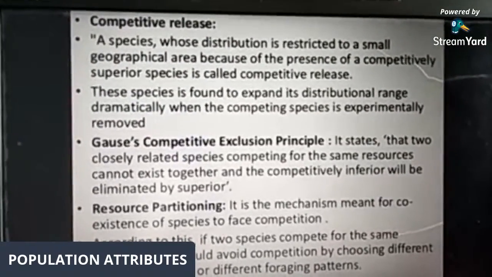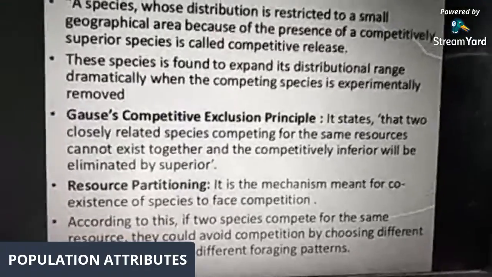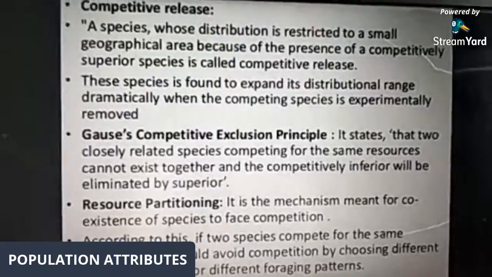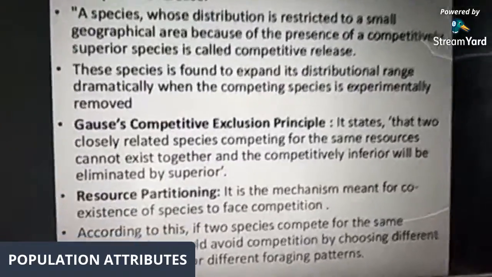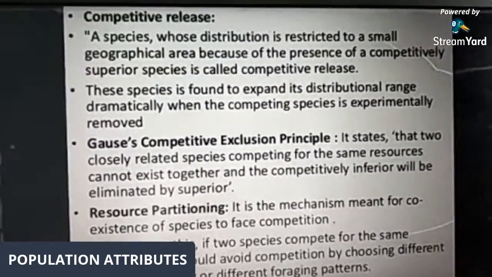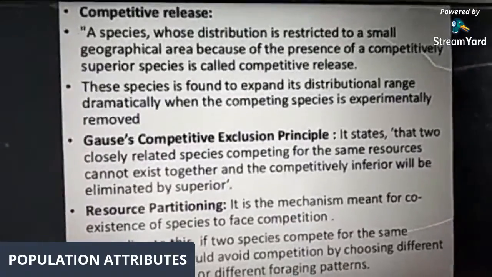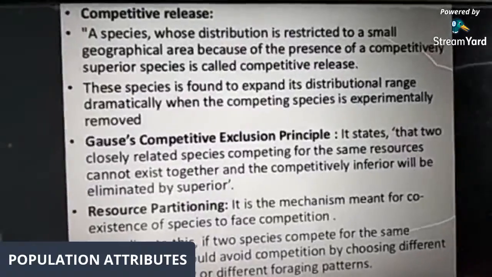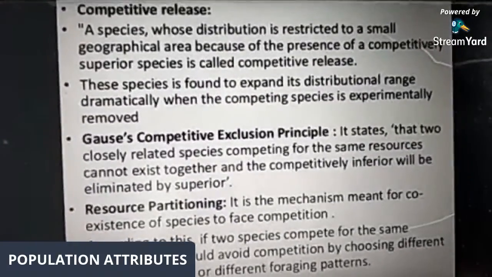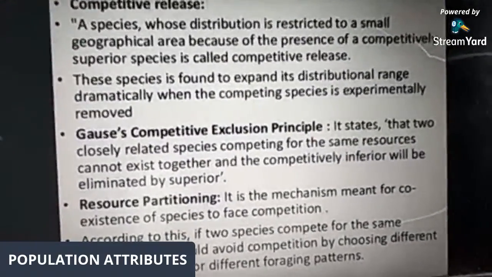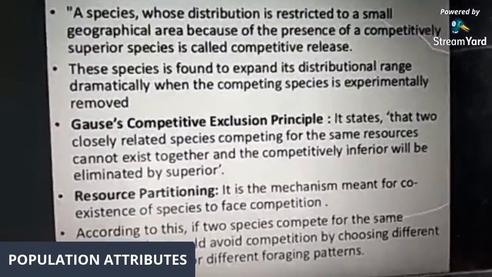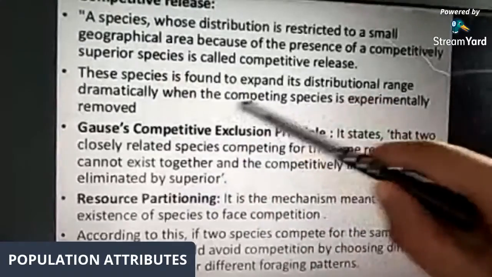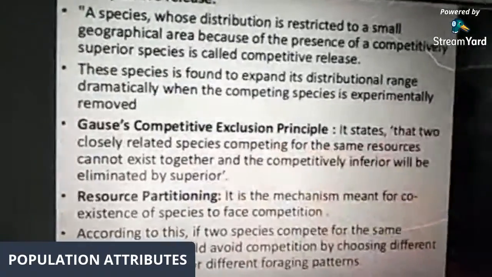What is the meaning of this? A species whose distribution is restricted to a small geographical area because of the presence of a competitively superior species is called competitive release. So I am repeating again, a species whose distribution is confined to a small geographical area because of the presence of a competitively superior species is called competitive release. This species is found to expand its distributional range dramatically when the competing species is experimentally removed.